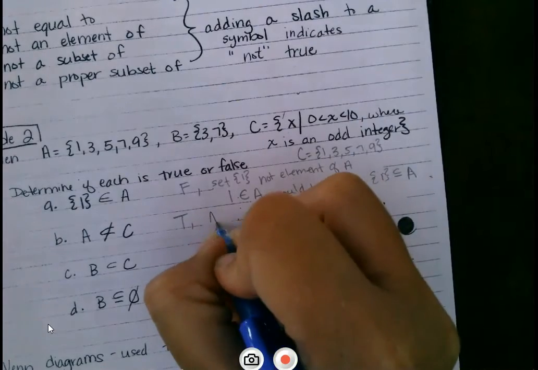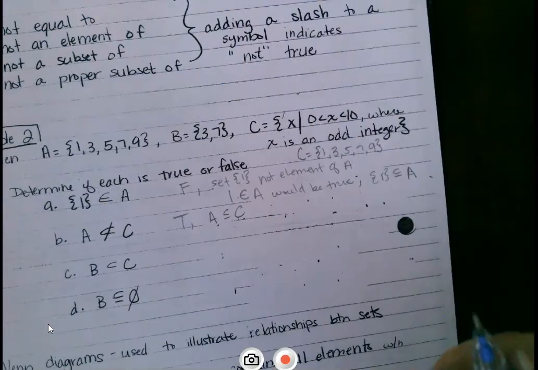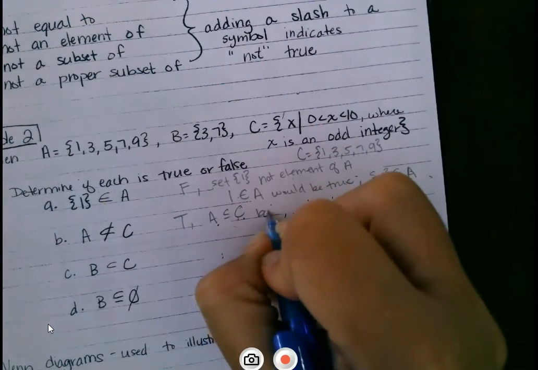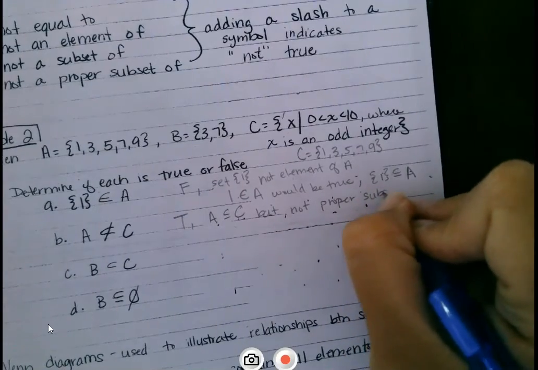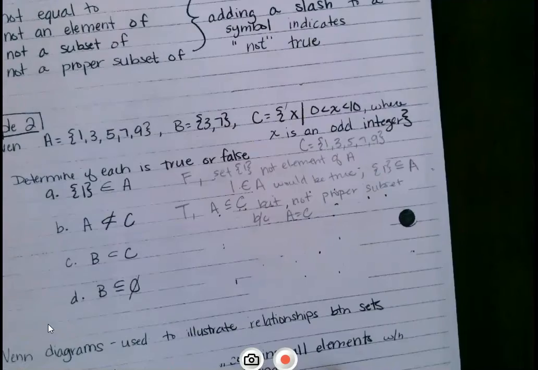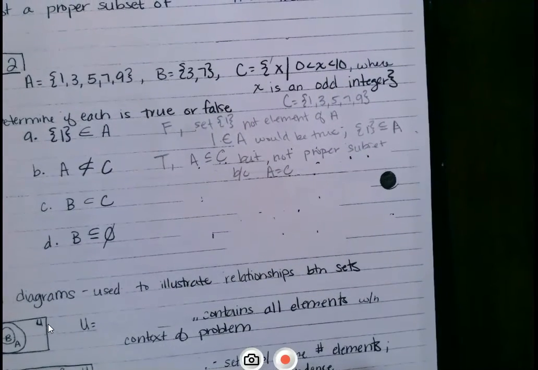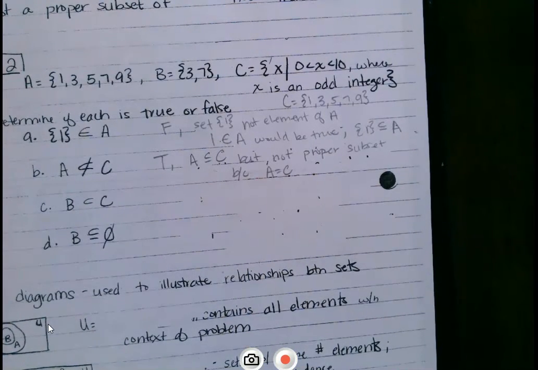So let's see. A is a subset of C, but it's not a proper subset. It's not a proper subset because A is equal to C. Sorry. So for a proper subset, they're not actually equal. They can be subsets, but they're not proper subsets if they're equal.